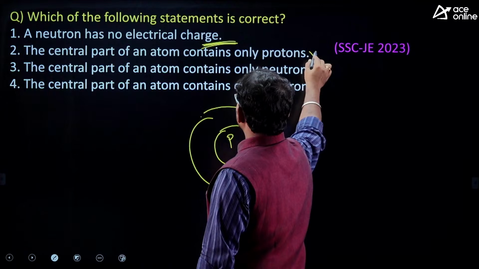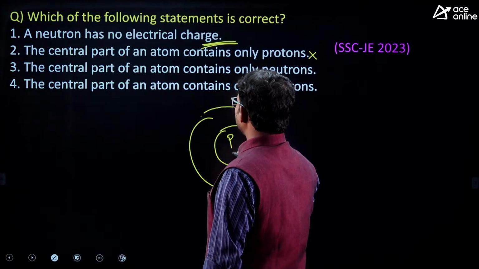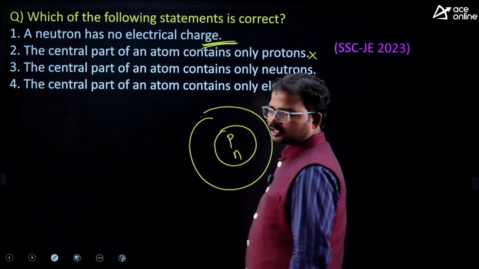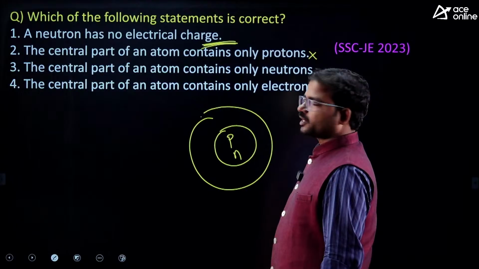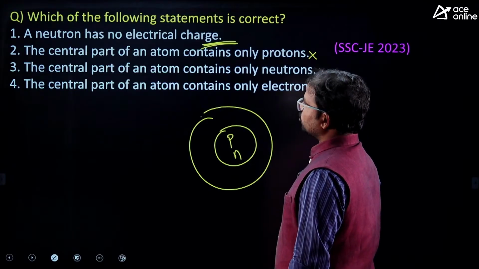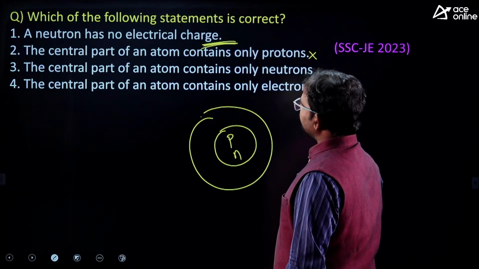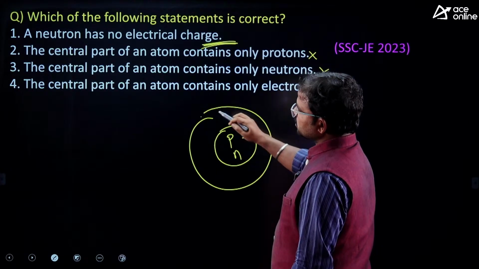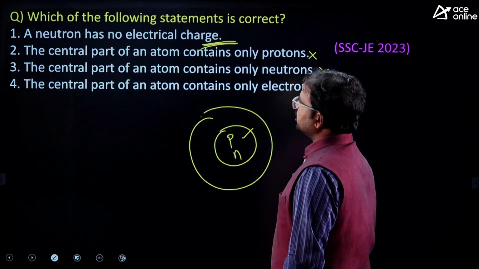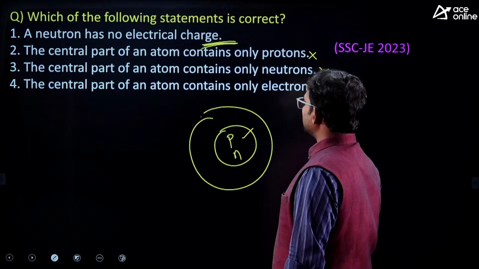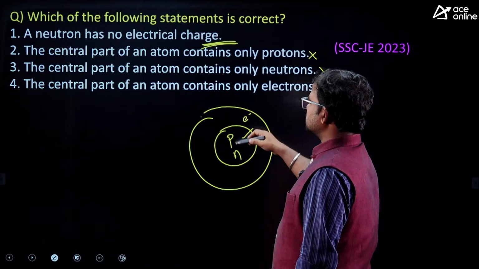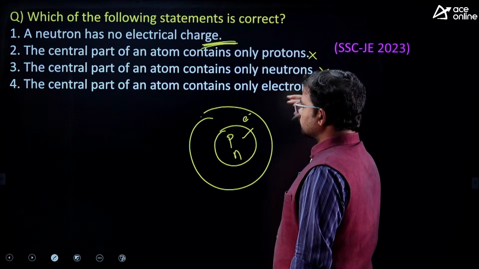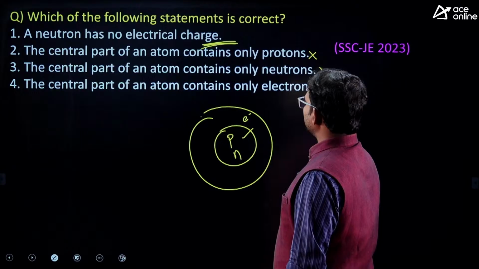So this is wrong. Why? Because along with protons we have neutrons also. Not only that, around 100 types of particles exist in the nucleus. Next, the central part of an atom contains only neutrons. This is also wrong. We have protons along with neutrons. Next, the central part of an atom contains only electrons. Actually, electrons exist in the outer region of the nucleus only. That's why this statement is also wrong.